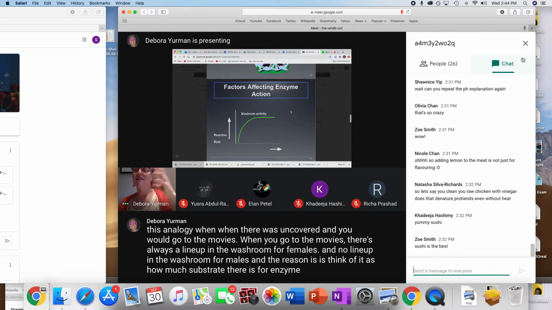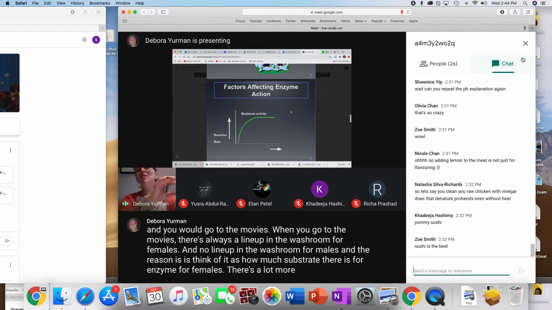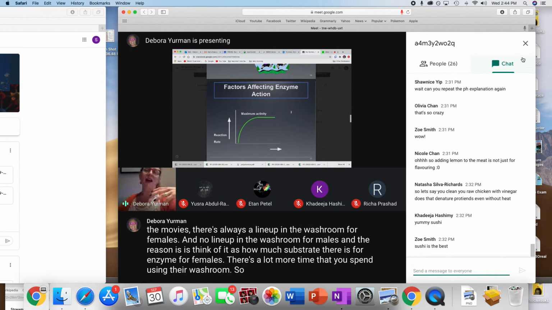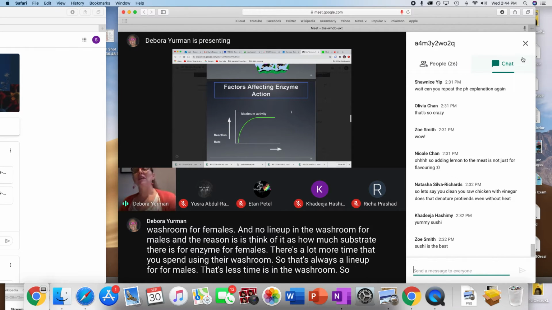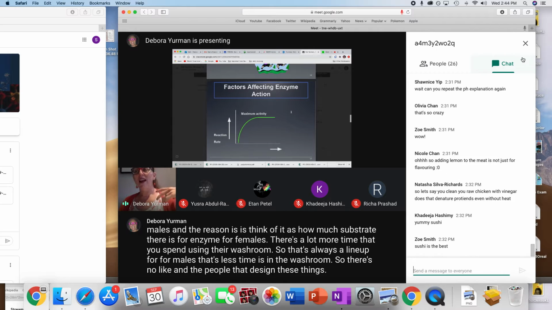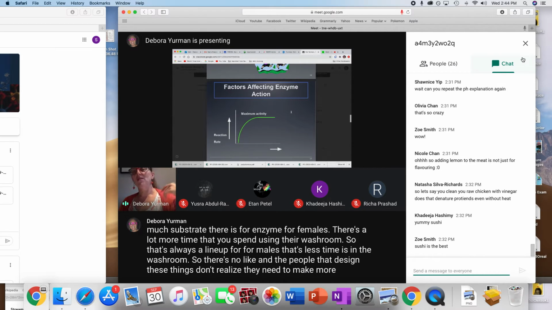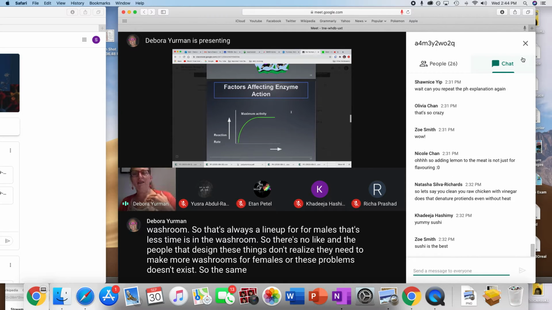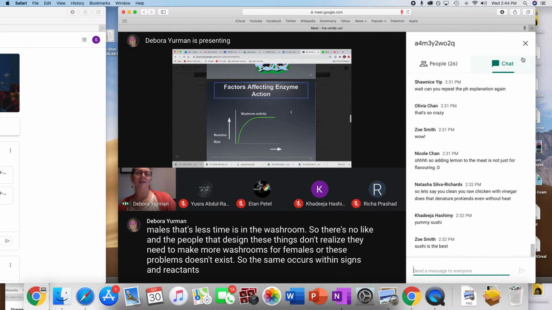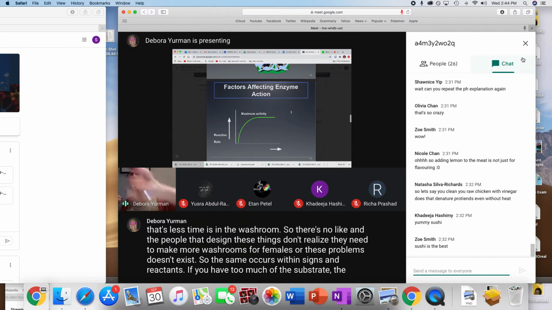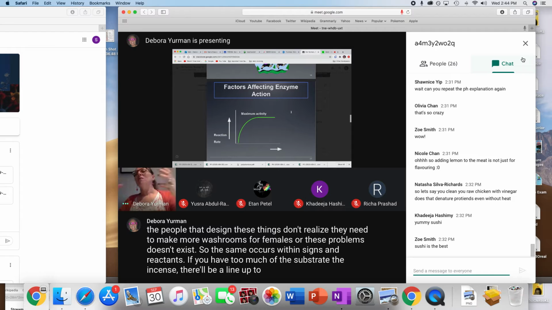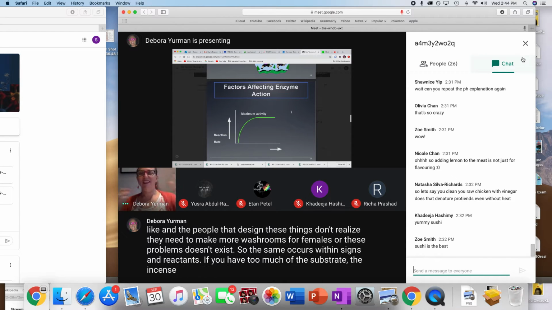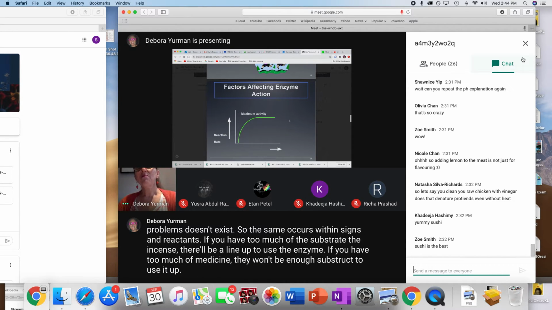For females, there's a lot more time that you spend using the washroom. So there's always a lineup. For males, there's less time using the washroom, so there's no lineup. And the people that design these things don't realize they need to make more washrooms for females, so this problem doesn't exist. So the same occurs with enzymes and reactants. If you have too much of the substrate, the enzymes, there'll be a lineup to use the enzyme. If you have too much of the enzyme, there won't be enough substrate to use it up. It's a ratio thing, okay?